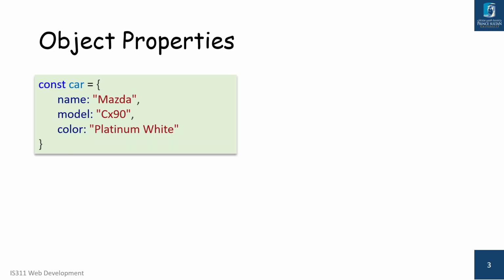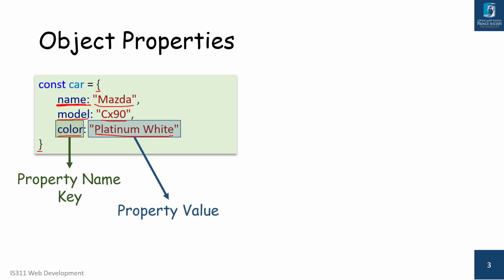Whenever we are defining an object in JavaScript, we use curly brackets, opening and closing. Inside these curly brackets, we have key-value pairs. We define the key, or the name of the property, and then we give its value. So we have name as a property, and Mazda is the value of that property. Model is a property, and CX90 is its value. Similarly, we have color and platinum white. These are the properties and their values.